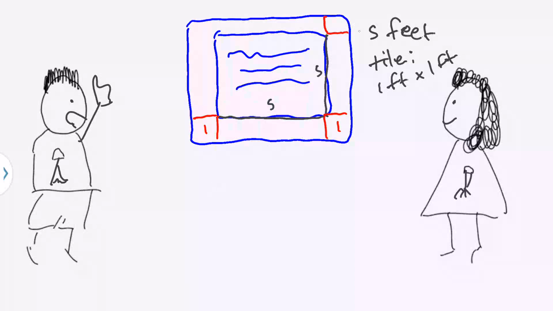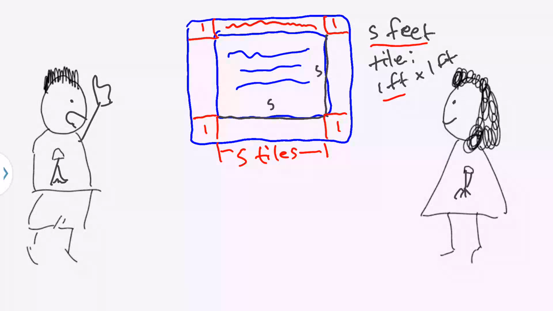Now, Mr. Garcia talked about in class that even though you know that there's 1 tile on the corners, you don't know how many tiles are right here. But since it's S feet, and each tile is 1 foot, then you know there are S tiles from here to here. Does that make sense? I don't get it. What are you even talking about, S tiles? I don't even know what that means.